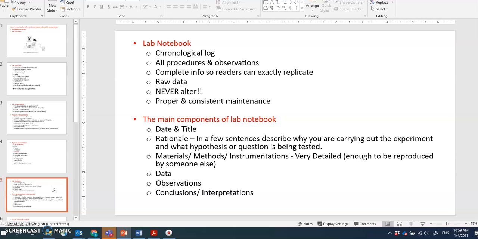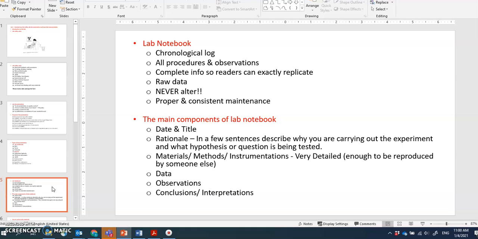So lab notebook, again, it's a chronological log or documentation of your work. So everything you do in the lab should be documented. Otherwise, there's no evidence of your work, right? So lab notebook is that documentation. So what do you do in the lab? All the procedures you are doing or following, all the observations you are making, when you address a question you're trying to answer through your experiment, then you have to write down all those, okay? And you need to write down kind of completely. So the complete information should be written in your lab notebook.